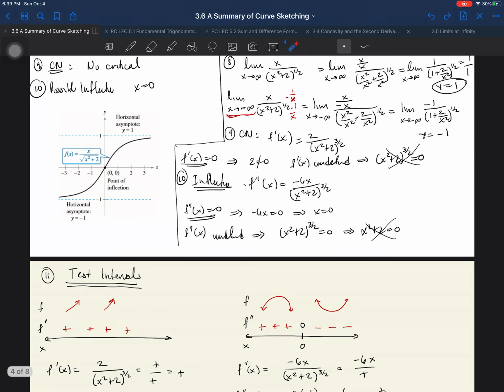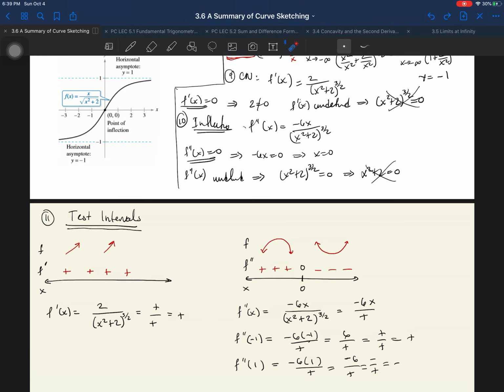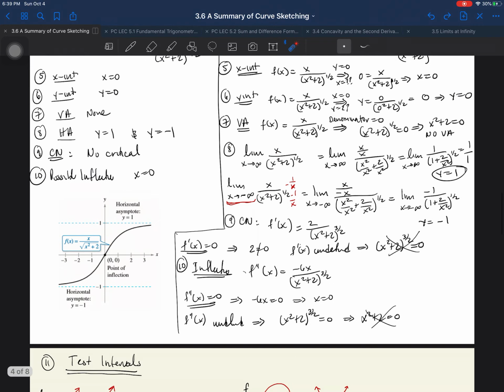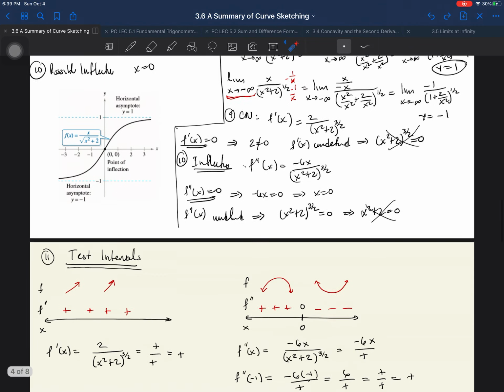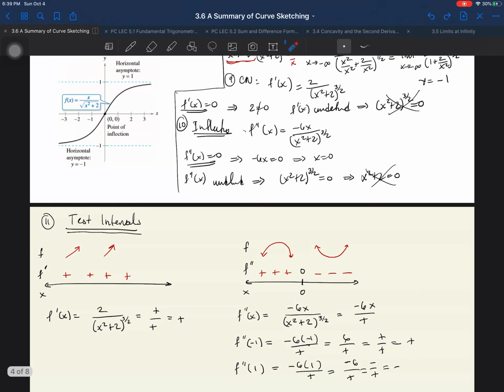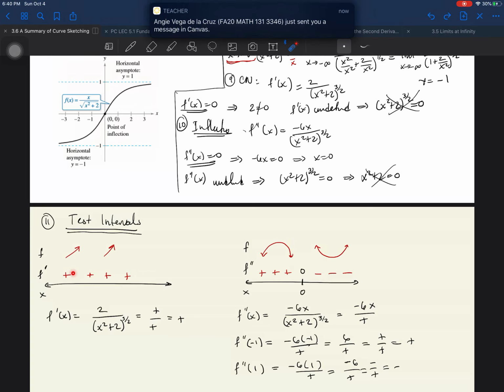So testing intervals, we're going to use the same number line, right? On this number line, here are x values, here's the first derivative, and here's our function. There were no critical numbers, so any number will be just fine to test. We can see that the first derivative is going to be positive for the top and positive for the bottom. So positive over positive will be positive, so it's always going to be positive. So we have positive, positive, positive, so the function is always increasing.